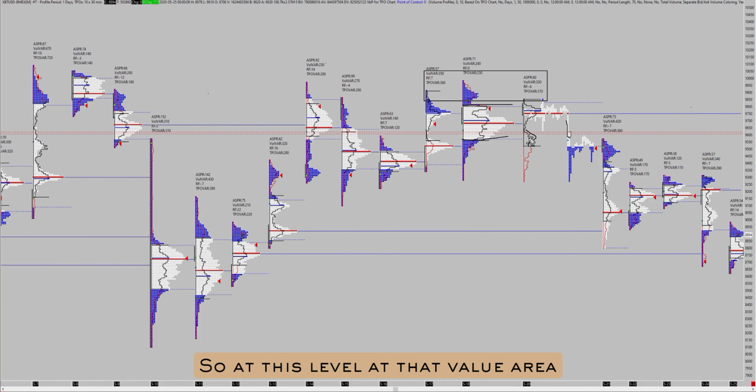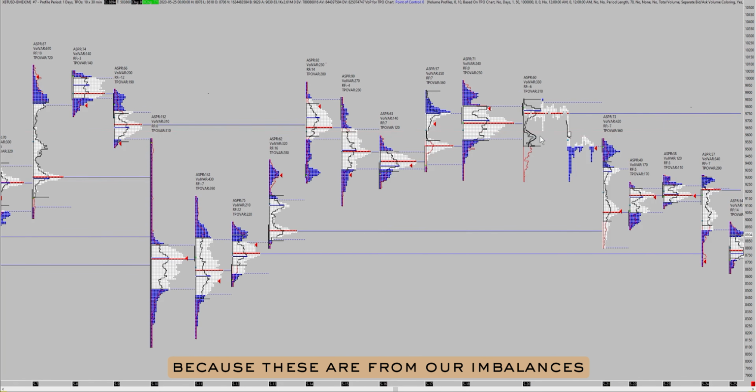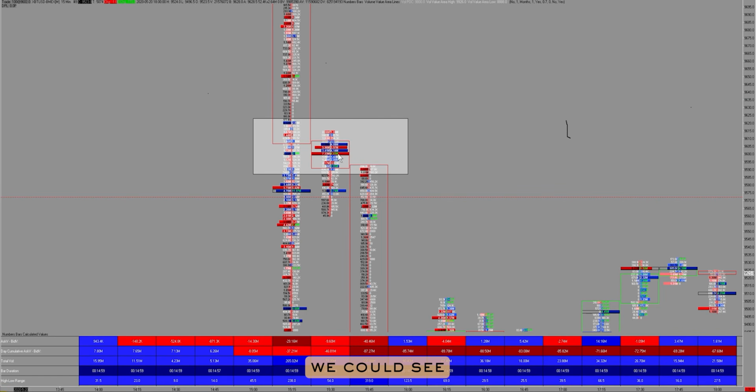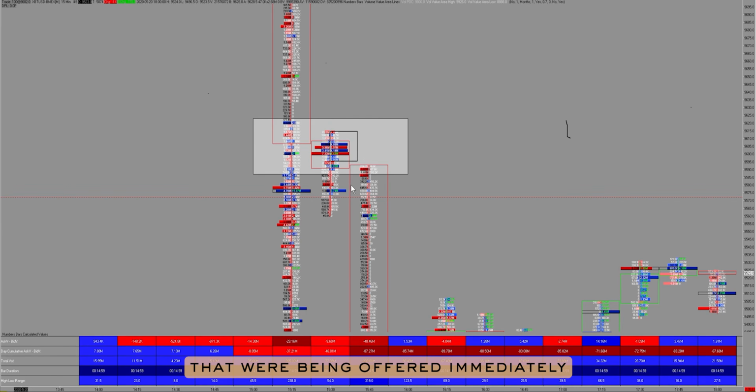All right, so at this level, at that value area, we'll get rid of these lines now because these are from our imbalances. So at this value area, we could see that there's a ton of volume coming down to this area. So we're seeing two-way trade facilitated. And then when we get down to the lower time frames, we can see that we're being offered immediately, rather than passive buyers grabbing up this liquidity and sellers stepping out of the way, right?